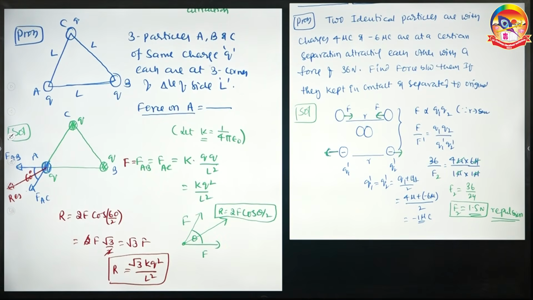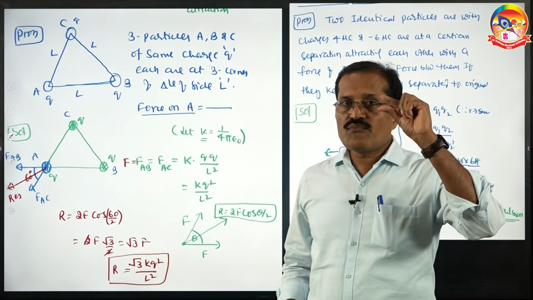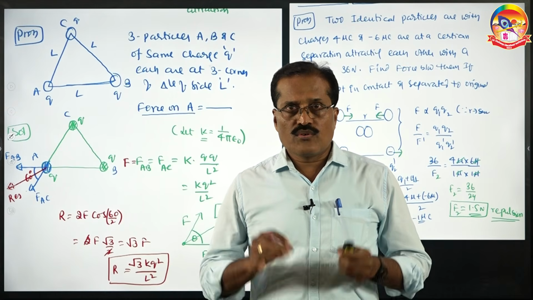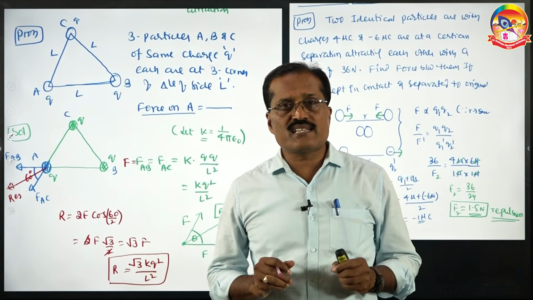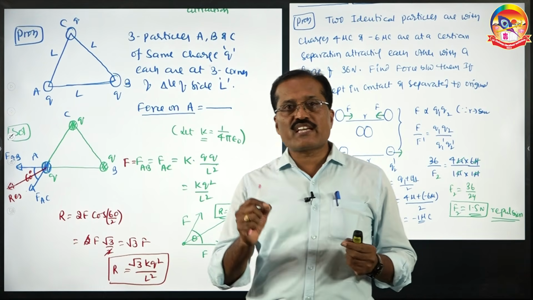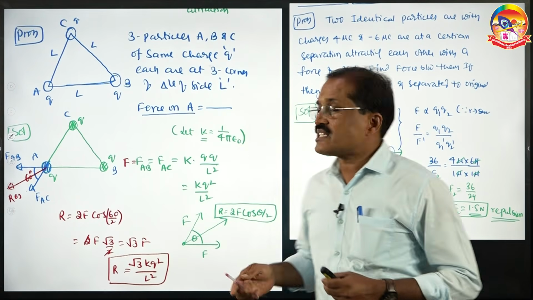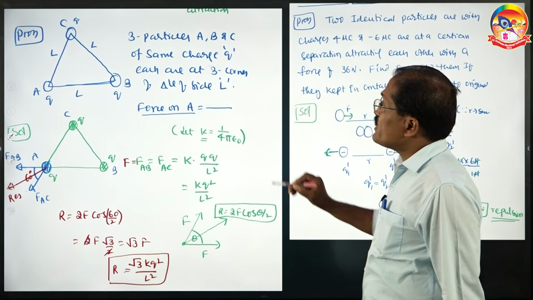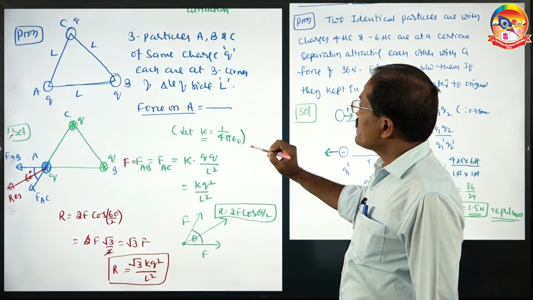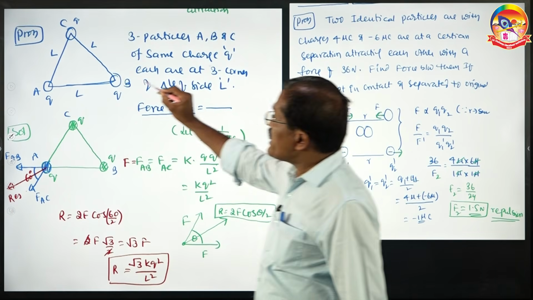Coming to the next, force being a vector. For example, if one charged particle is under the influence of many charges, how do we find the net force experienced by it? The net force is nothing but the vector sum of the individual forces. One simple and important model question: three particles A, B, C of the same charge Q are at the three corners of a triangle of side L, and I am asking what is the force on A only.